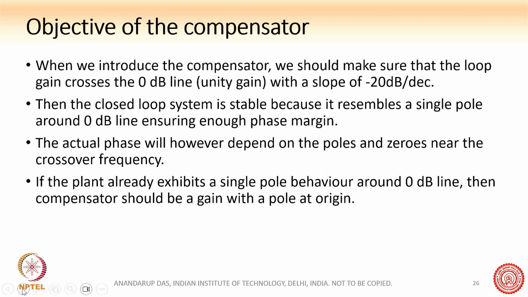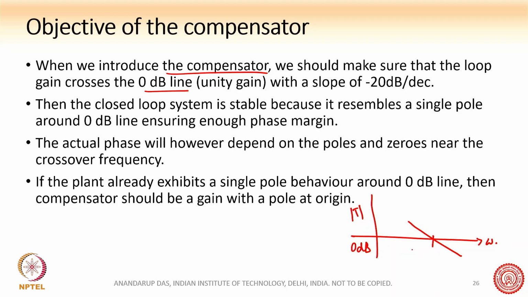Now, what is the objective of the compensator? When we introduce this compensator, we should make sure that the loop gain crosses the 0 dB line, or the unity gain line, with a slope of minus 20 dB per decade. So when you plot it, this is your loop gain magnitude plot, this is the omega axis and this is the 0 dB line. Close to this point, it should cross with a slope of minus 20 dB per decade.